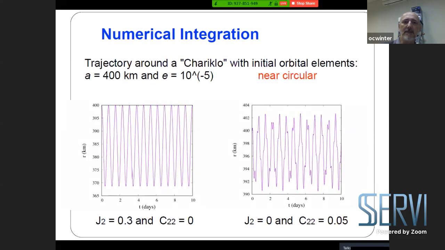So if you take a simple two-body problem with a body like Chariklo's mass, and you take into account just the oblateness, on the left we have the radial evolution for a particle that started near circular. Despite starting with a very small eccentricity, the eccentricity grows several orders of magnitude due to the J2 effect. The plot on the right considers just the ellipticity, and it also produces a similar effect in terms of growing eccentricity. So next one, please.